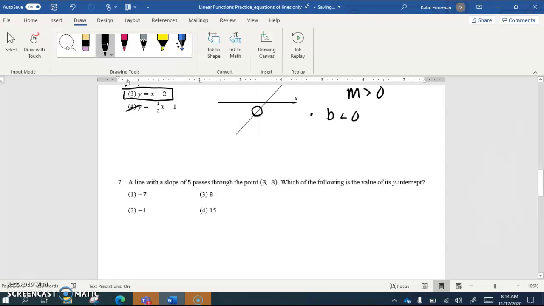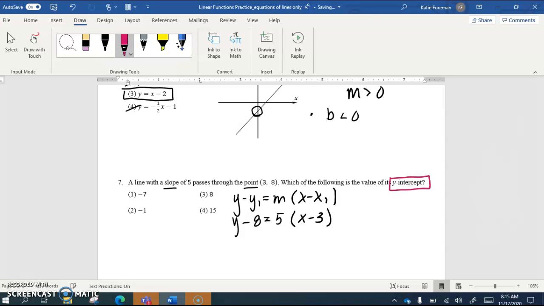All right, number 7, a line with a slope of 5 passes through the given point. Which of the following is the value of the y-intercept? Okay, so we got a lot of things going on here. First, we are given information about a line. We're given the point and the slope. So I'm going to write my point slope form. y minus y1 is equal to m times x minus x1. y minus the y coordinate of the point given is equal to the slope times x minus the x coordinate of the point given. That's the first thing.